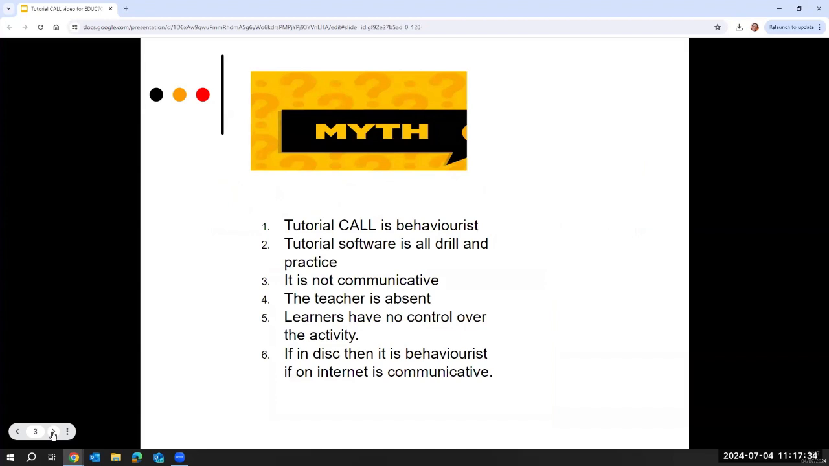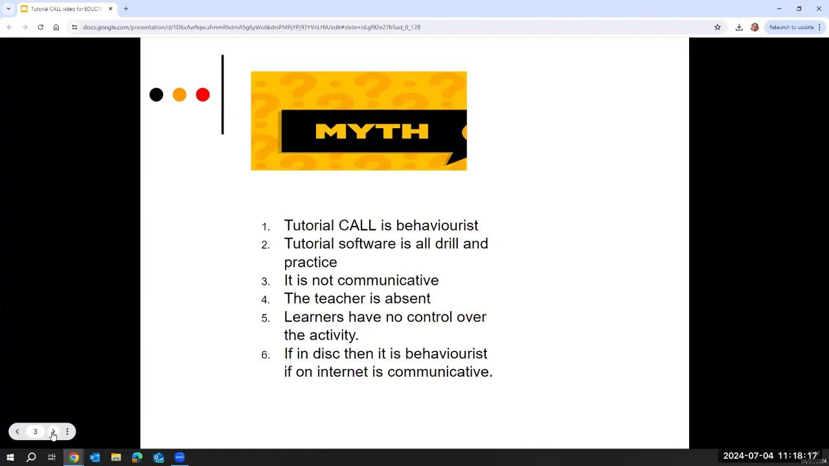There are myths around this type of technology, and because of these different myths, tutorial CALL has been marginalized because teachers believe all the myths around this technology. So one of the myths is that tutorial CALL is behaviorist, so that students just are responding in different behavioral ways when they are interacting and not really communicating or negotiating meaning. Another myth is that tutorial software is more like a drill and practice.